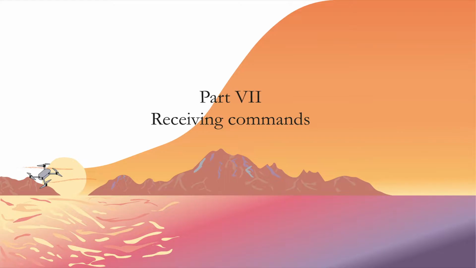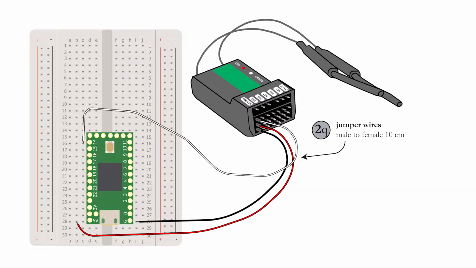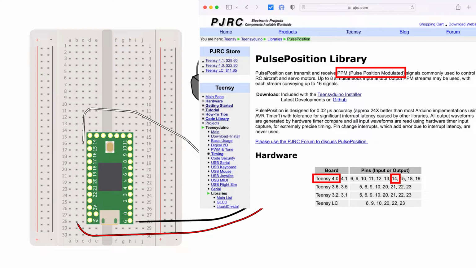Let's get started. The circuit you are going to build is very straightforward and requires only three male to female jumper wires. Connect a white jumper cable from the receiver channel where the word PPM is written, and connect this to a Teensy pin capable of receiving PPM signals. According to the documentation, pin 14 is a suitable pin.